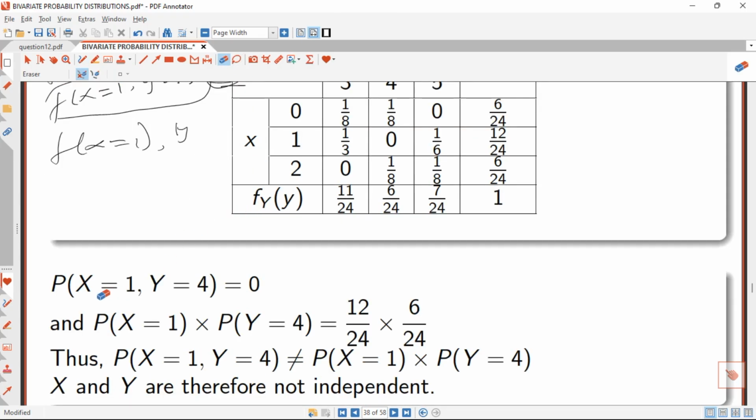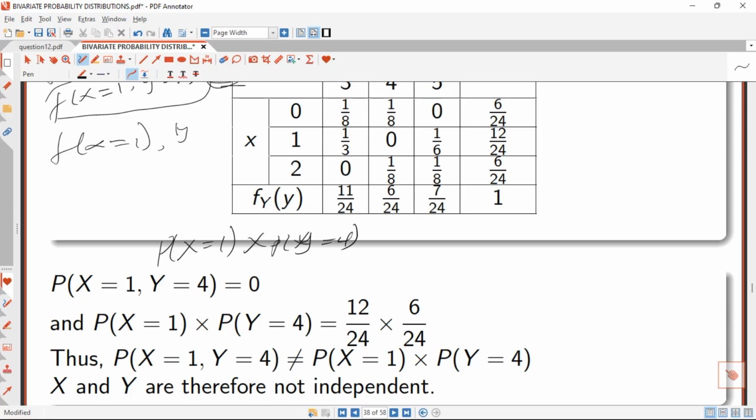So here we are just taking one of them, the probability that our x is equal to 1 and our y is equal to 4. When we come here, x is equal to 1 and y is equal to 4, we are getting our answer to be 0, right? So we are also to check for the probability that x is equal to 1 times the probability that y is equal to 4. We are to check if it will give us 0. So let's check for that one.